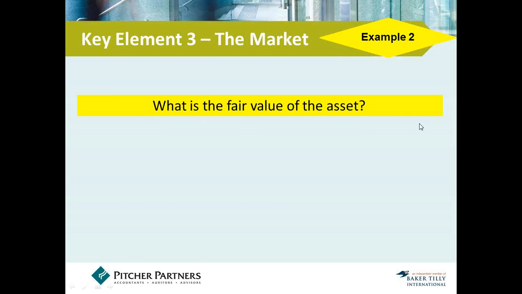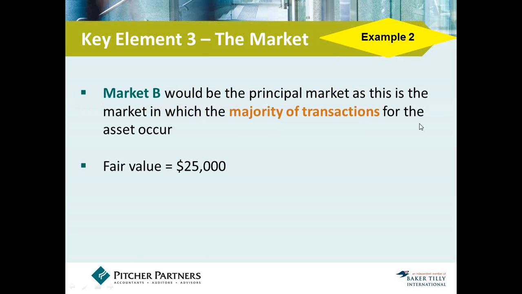So in this instance, what is the fair value of the asset? First of all, you have to determine the market. And market B would be the principal market, as this is the market in which the majority of the transactions for this asset occur. It's really important that we look at a market perspective. Because we have access to all 3 markets, as the information says, 3 markets exist. We can transact in all 3 markets. We have historically transacted in all 3 markets.